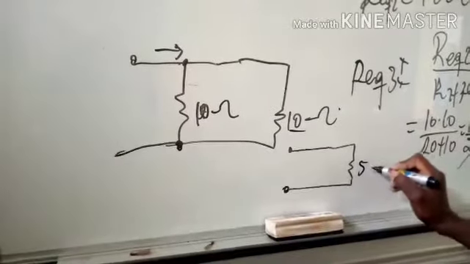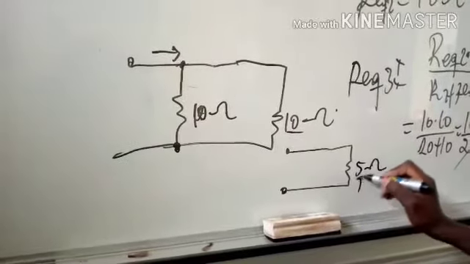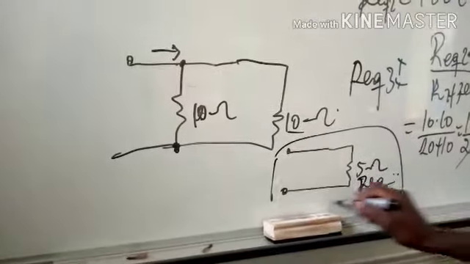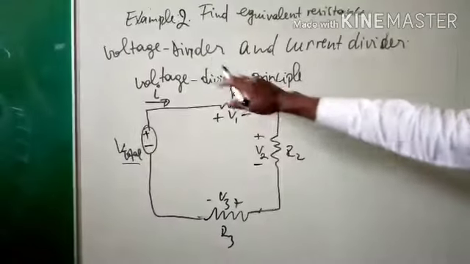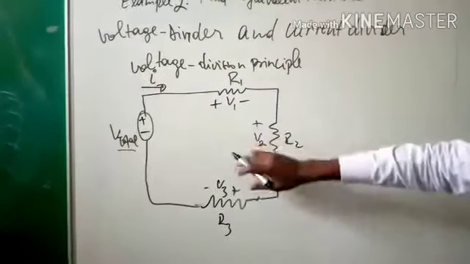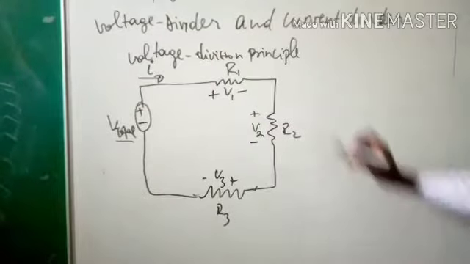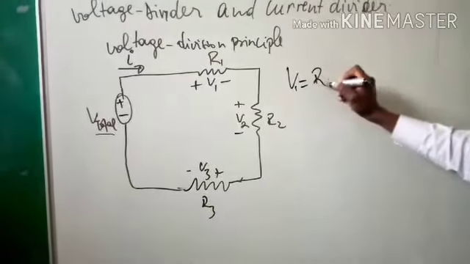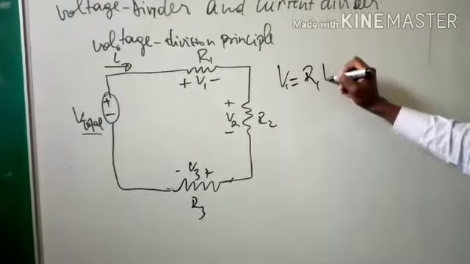Here there is 5 ohm, and then this is R equivalent. We are asked to find this final solution. Here we are going to see the voltage divider and the current divider, and how we can apply some formulas. Here we will have the voltage for the divider, R resistance times current.